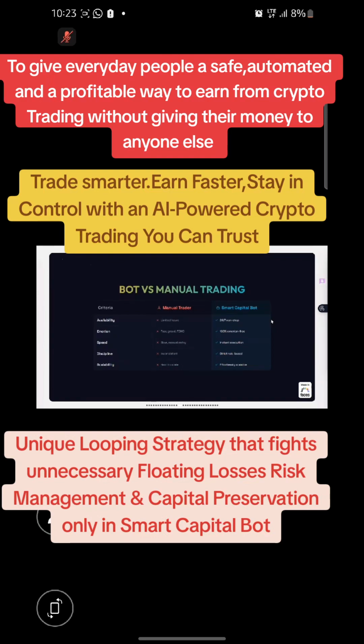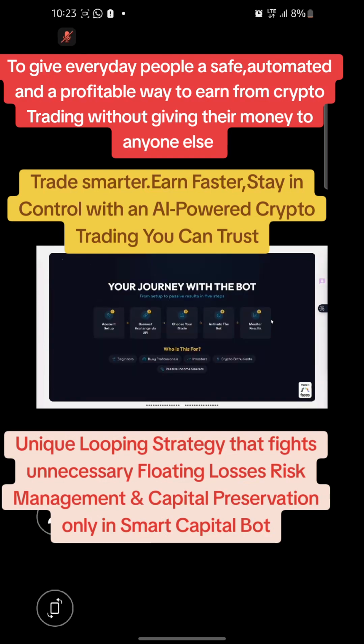I don't know what else you want, but your journey with the bot is simple. You just do an account setup, you connect your exchange via an API, you choose your mode to trade, you activate your bot, then you monitor your results. And who is this for? Beginners, busy professionals, investors, crypto enthusiasts, and passive income seekers.